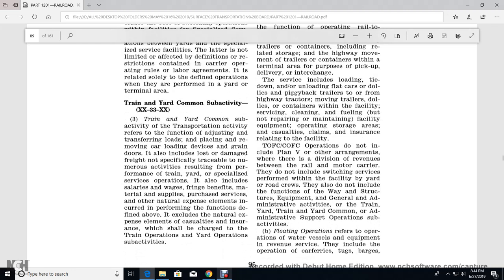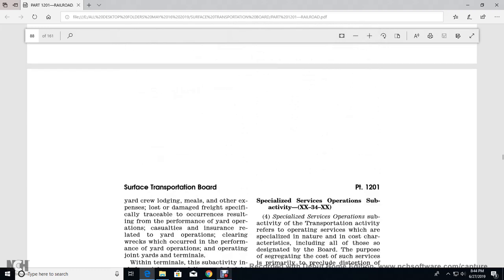Alright, train yard common sub-activity XX33XX. Train yard common sub-activity transportation activity refers to the function of adjusting and transferring load, with the placing and removal of car loading devices and grain doors. It includes the loss of damaged freight not specifically traceable to numbers of the activity, resulting in the performance of the train yard specialized service operation. It includes salary, wages, fringe benefits, material supply, purchase of other natural expense elements incurred in performing the functions defined above. It excludes the natural expense element of casualty insurance, which should be charged to train operation yard operation sub-activity.